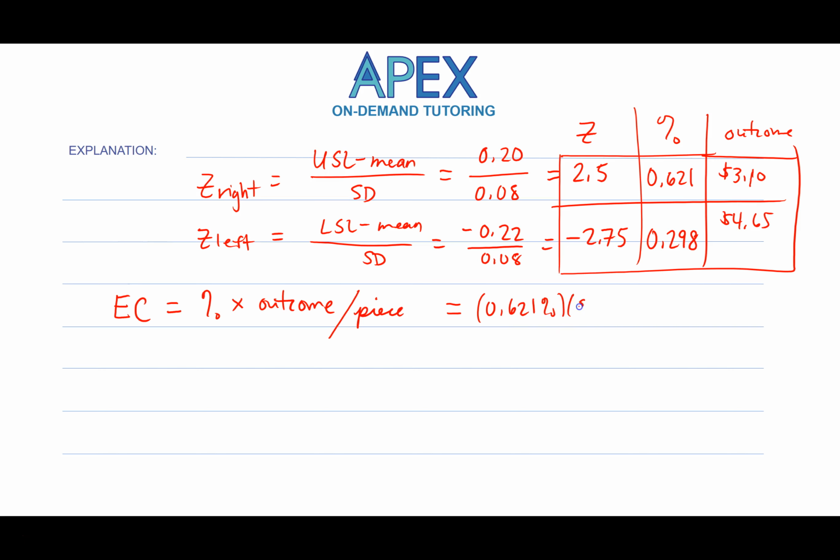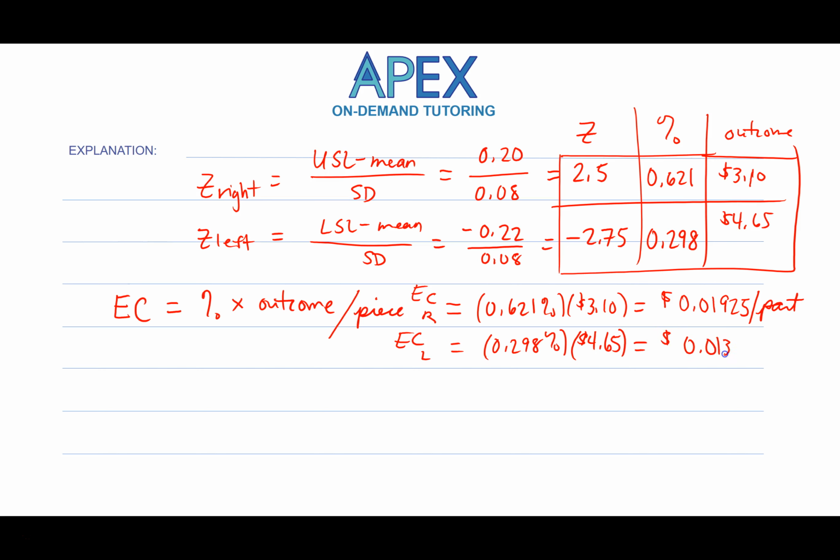Okay, so our expected cost for z right is going to be 0.621% times $3.10, which is going to be a very low number. It's going to be $0.01925 per part. Similarly, so this is the expected cost on the right side. The expected cost for the left is going to be the same thing, 0.298% times $4.65, which is going to give us 0.01386 per part.